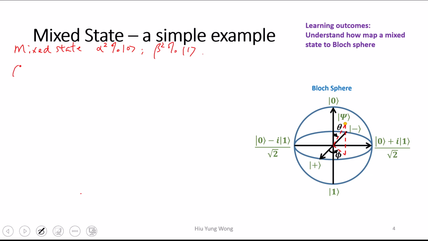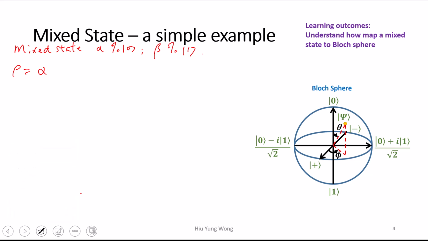So what is its density matrix? Sorry, I said the wrong thing. It's not alpha square, it's just alpha. So alpha can be 0.1, beta can be 0.9. They should add to 1, right? So this is the probability.